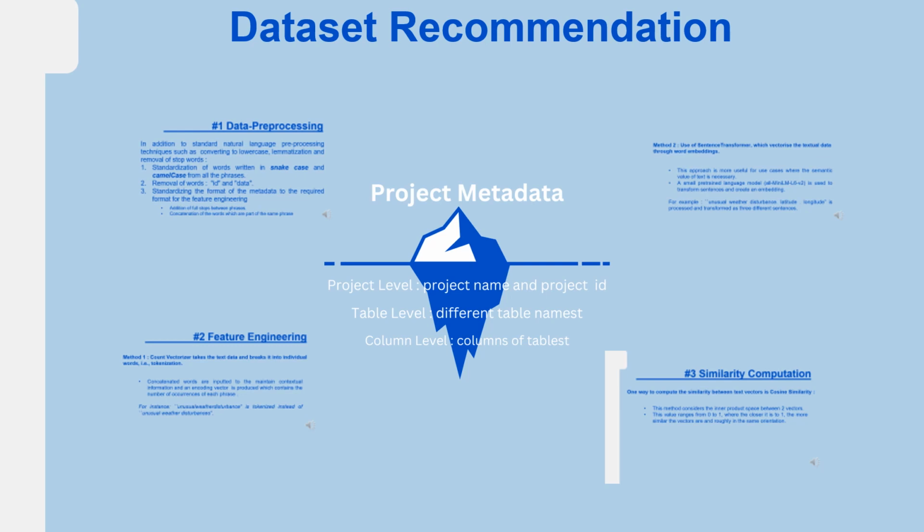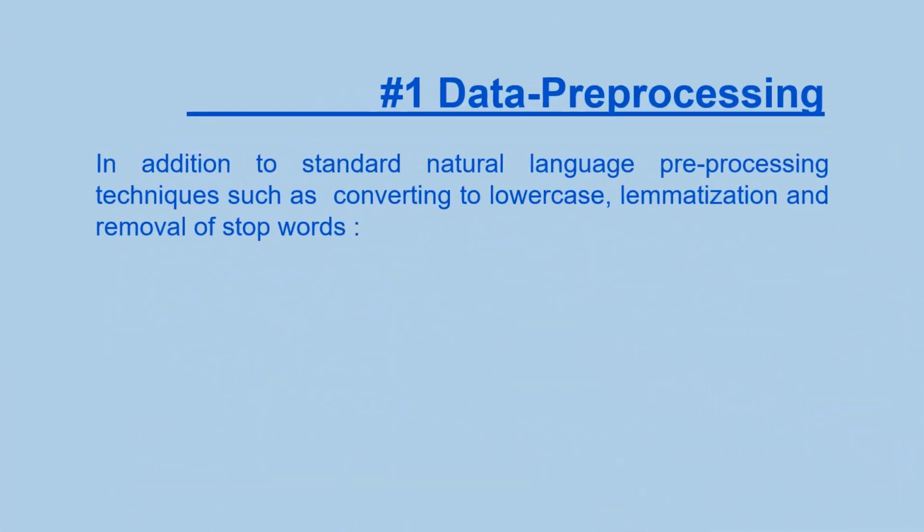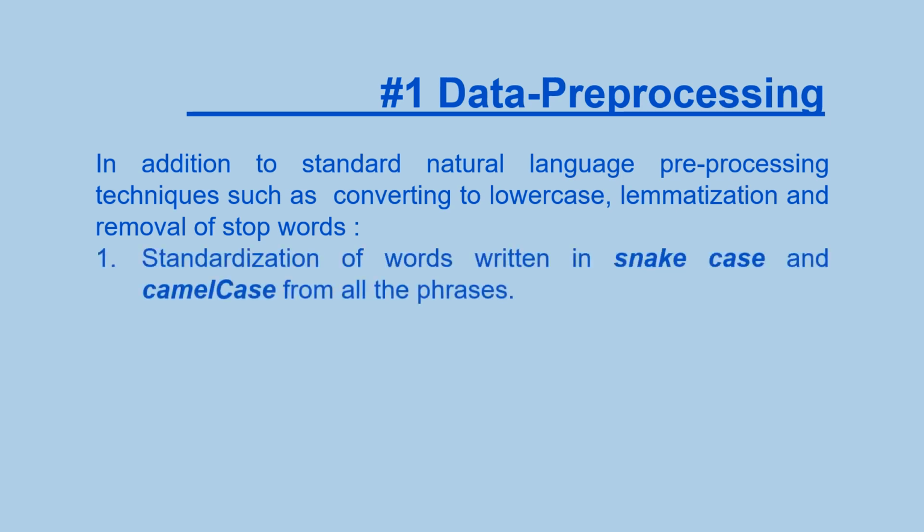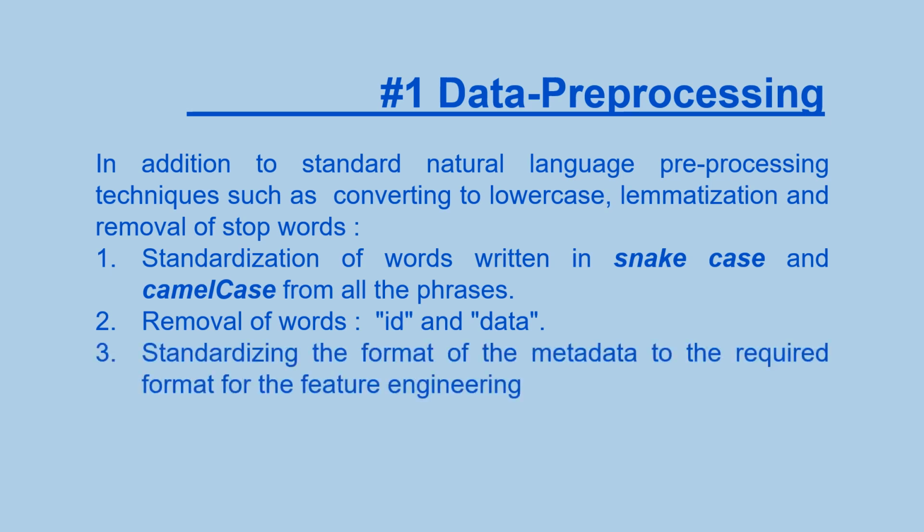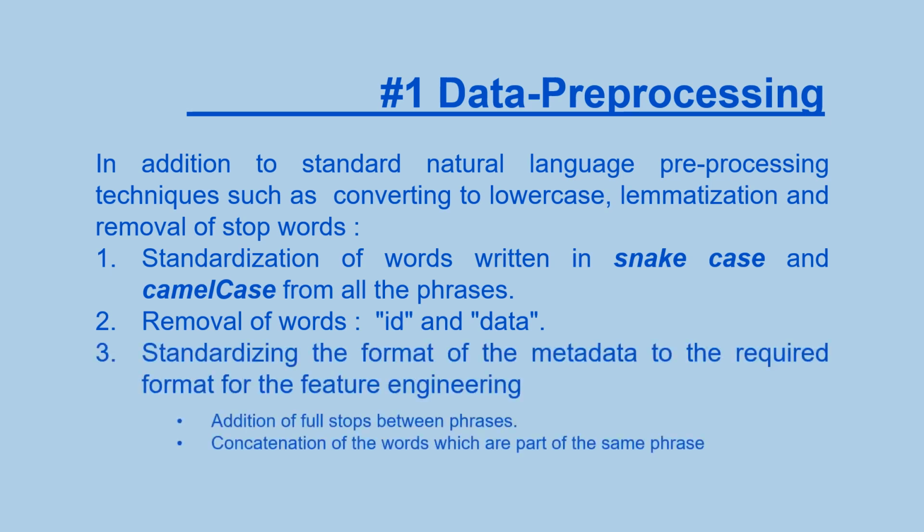This metadata then goes through the following steps: data pre-processing, feature engineering, and similarity computation, where the data pre-processing and the feature engineering is only done once and saved for a set collection of projects to optimize the system. For the data pre-processing, standard natural language processing techniques are used in conjunction with standardization of object-oriented programming naming conventions such as camel case and snake case, removal of very frequently occurring words to remove bias, and transforming the text data into a set format for the next steps.